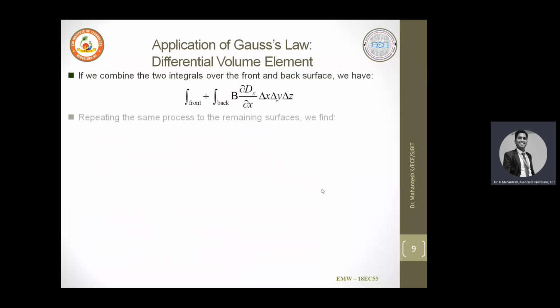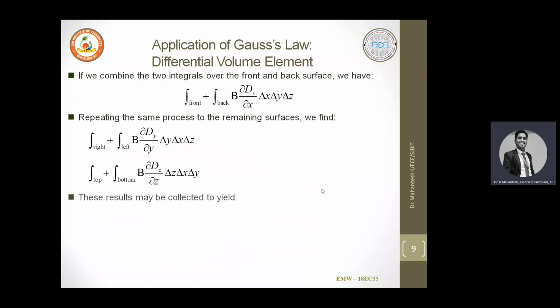Similarly, with respect to the other sides, that is right and left, I would get partial D_y by partial y, delta y, delta x, delta z. Similarly, top and bottom, partial D_z by partial z, delta z, delta x, and delta y. These results may be collected to yield the closed integral of D dot dS equal to partial D_x over partial x plus partial D_y over partial y plus partial D_z over partial z times delta x, delta y, delta z.